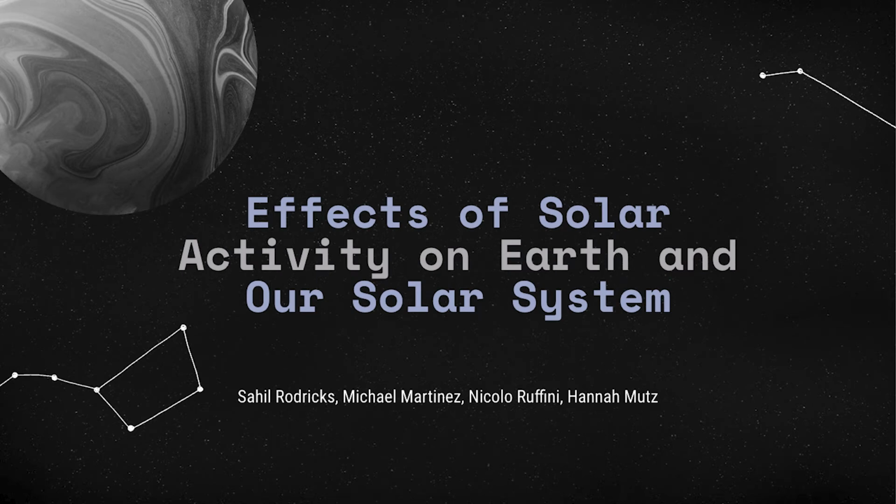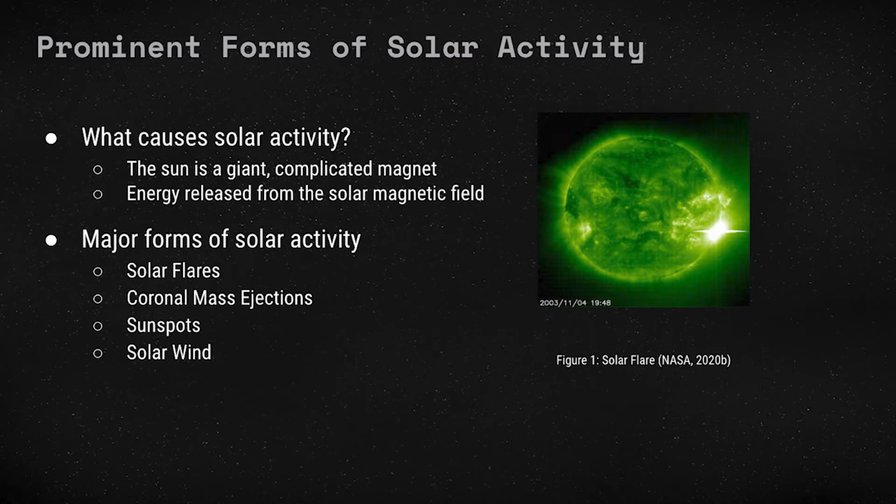This is our presentation on prominent forms of solar activity. To start, we're going to discuss how solar activity even occurs. It's believed that solar activity occurs due to the magnetic field of the sun. The magnetic field of the sun is so massive that it causes energy to be released in massive forms of radiation that are shot out into space.